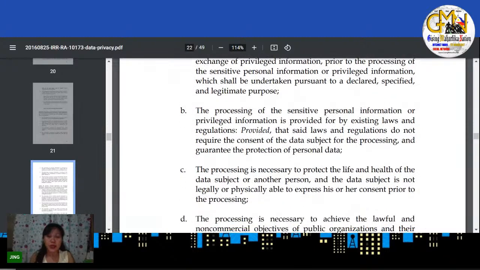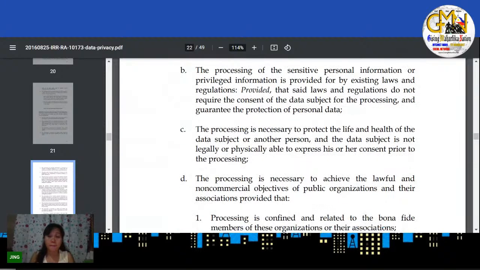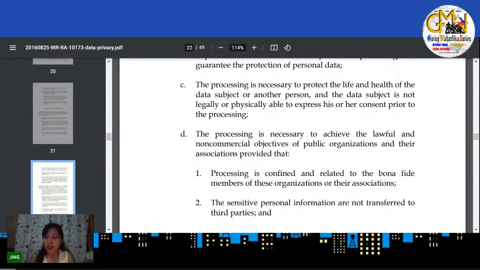purpose. Letter B. The processing of sensitive personal information or privileged information is provided by the existing laws and regulations, provided that said laws and regulations do not require the consent of the data subject for the processing and guarantee the protection of personal data. Letter C. The processing is necessary to protect the life or health of the data subject or another person, and the data subject is not legally or physically able to express his or her consent prior to the processing.